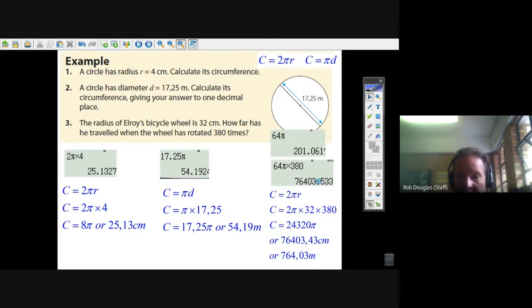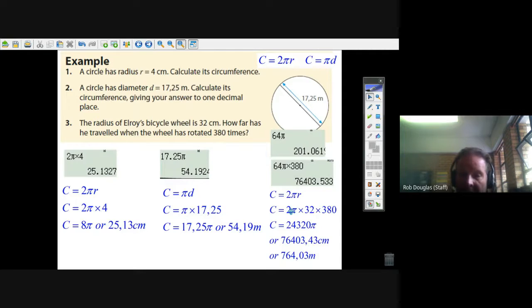It's 76,403 centimeters. And that answer is really 764 meters if I divide by 100 centimeters in every meter. That's how far he'd go on his bike.